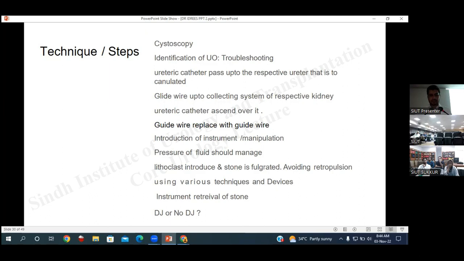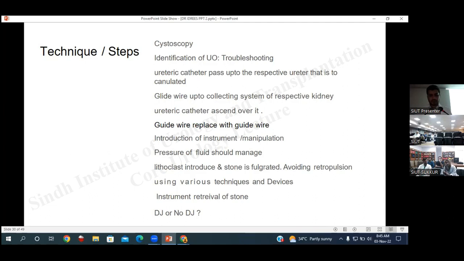a second guide wire, and introduction of the instrument, the URS, is done, and the pressure of the fluid should be managed to prevent retropulsion, and the lithoclast is introduced through the ureteroscope channel, and fragmentation of the stone is done. And as already described, we should avoid retropulsion by using retropulsion devices, and we use an instrument for retrieval of the stone.